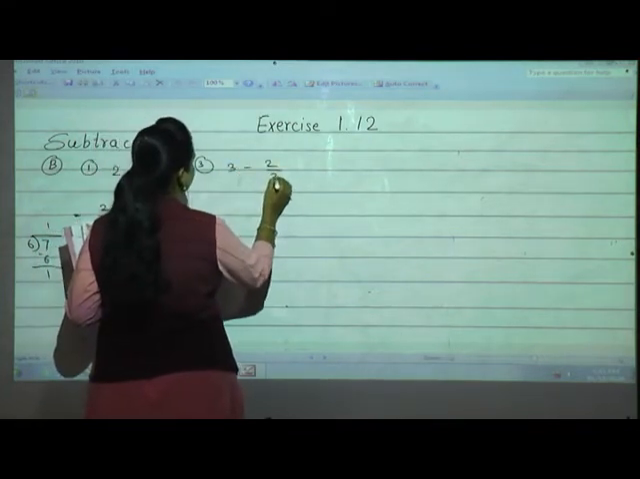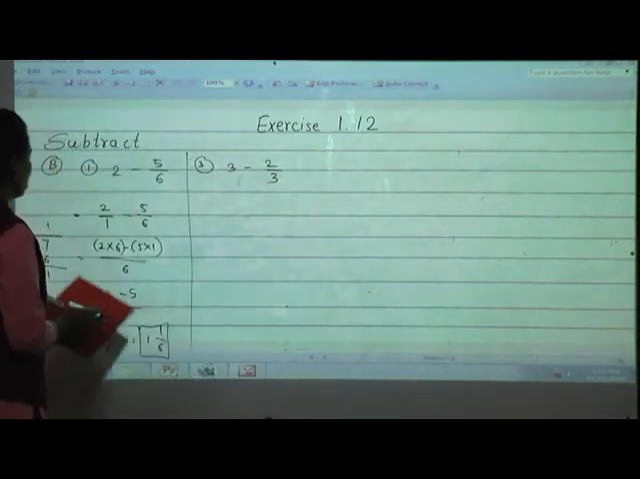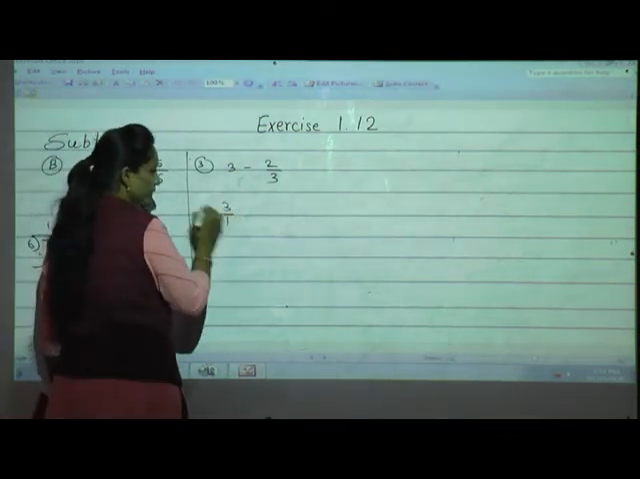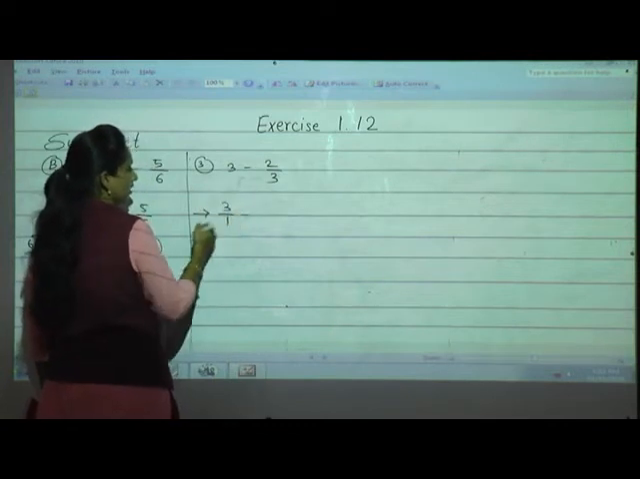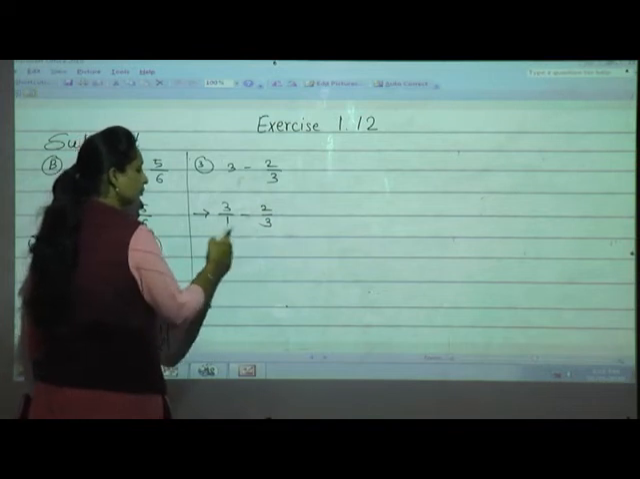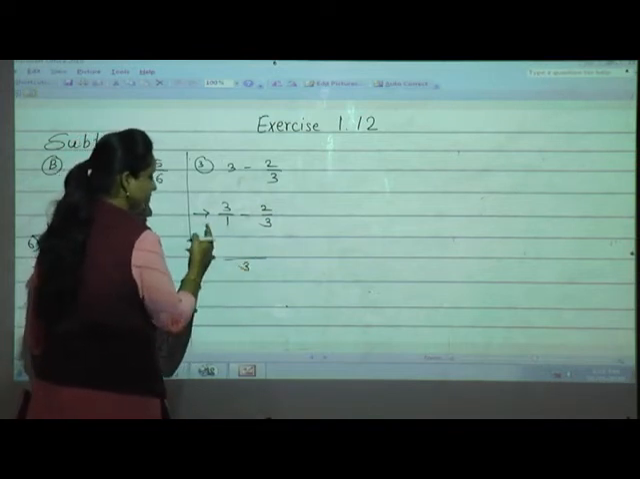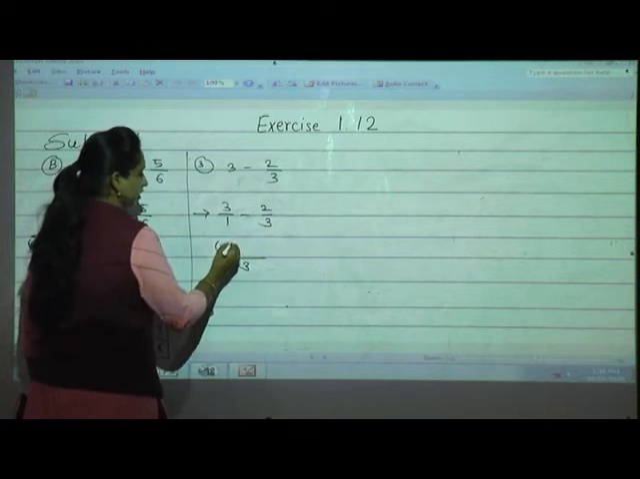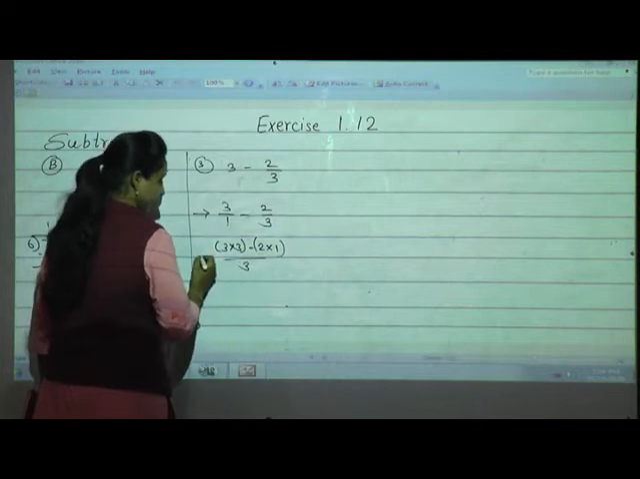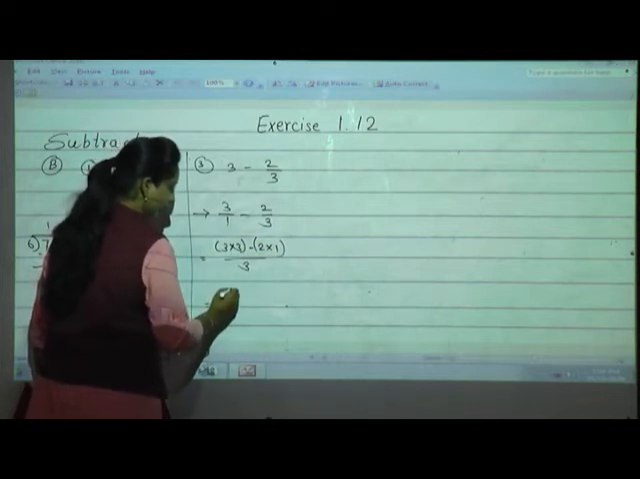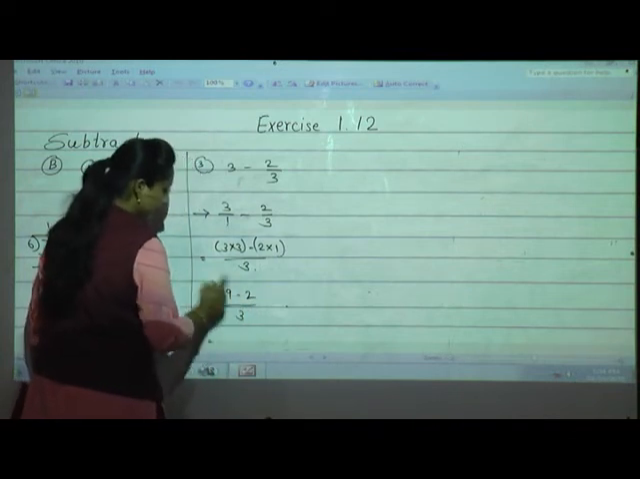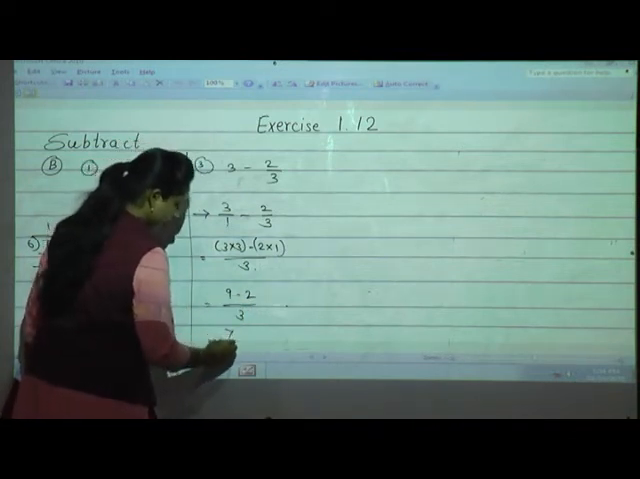3 minus 2 by 3. Same as just now how we have done, in the same way we have to do. So first write 3 upon 1. Nothing is there means 1 is there in the place of denominator. 2 upon 3. Now the denominators' multiplication is 3. Then cross multiplication. 3 3s are 9 minus 2 1s are 2, divided by 3. 9 minus 2 is 7 upon 3.